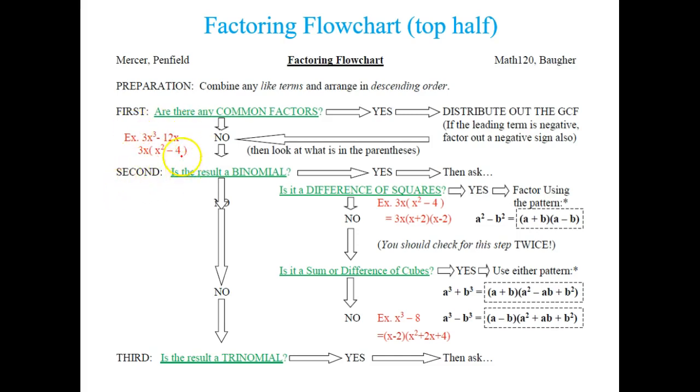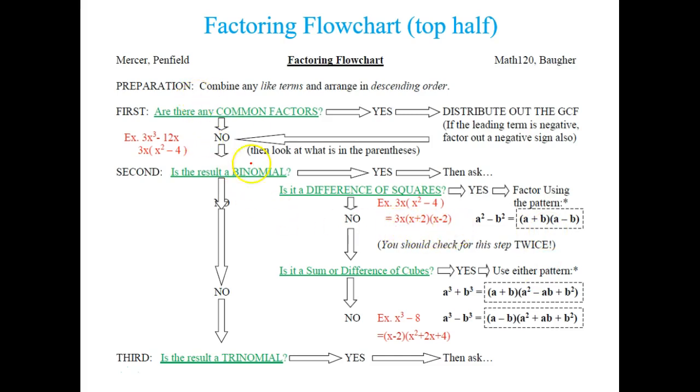Now, after you distribute out the greatest common factor, then secondly, check, is the result a binomial? Now, in this case, it is. X squared minus 4 is a binomial. And so you'll check for the next thing. Is it a difference of squares? Well, in this case, yes, it is. X squared minus 4 is a difference of squares. And so this factors as x plus 2, x minus 2. All right? X plus 2, x minus 2. So that's the complete factoring.